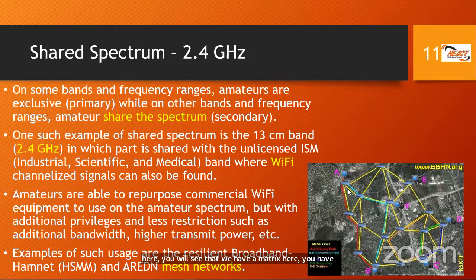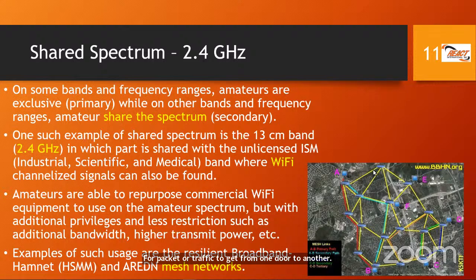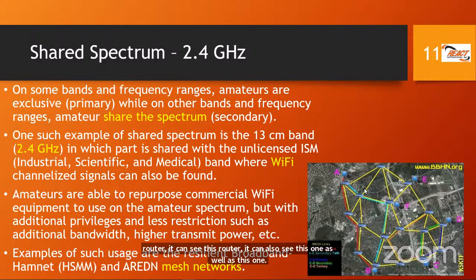Each node communicates with another node, and that one communicates with another node. Therefore, you'll see that you have multiple routes for a packet or traffic to get from one node to another. And if one of the nodes were to go down, it can usually reroute via another leg. So this is what we mean by a mesh network, sort of many to many. This router here can see this router, it can see this router, it can also see this one as well as this one. So that's what we mean by a mesh network.